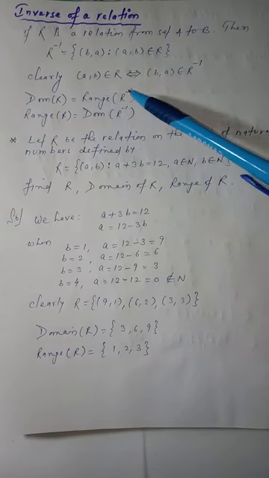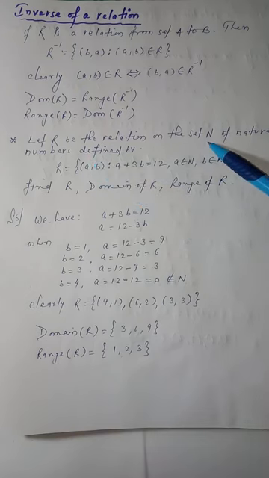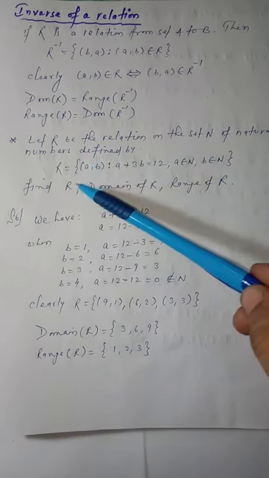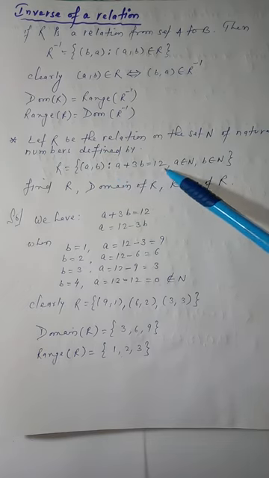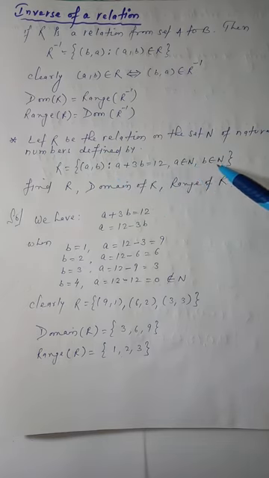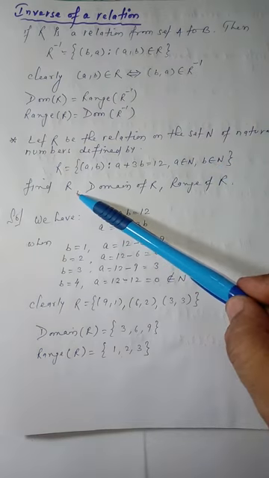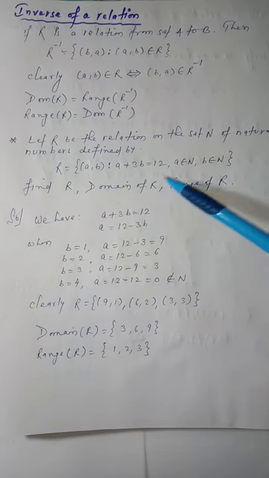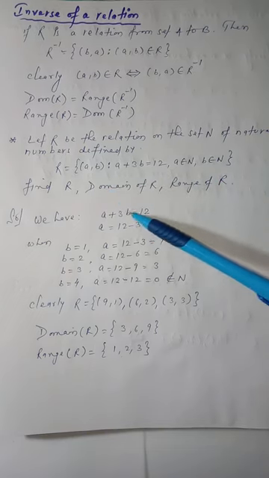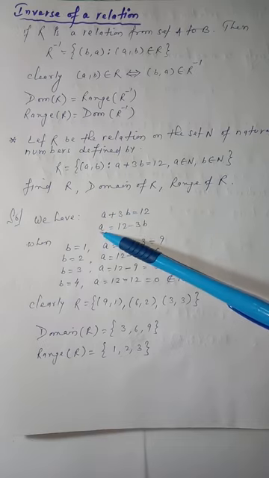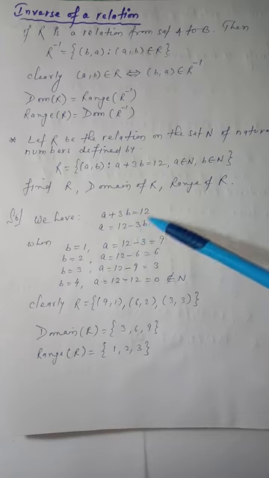How? If R is a relation on the set N of natural numbers defined by (A, B) such that A plus 3B is equal to 12, A belongs to natural, B belongs to natural. So you have to find what is R, the domain of R and the range of R. So we have A plus 3B is equal to 12. Write this A in the form of B. So A is equal to 12 minus 3B and both are natural.